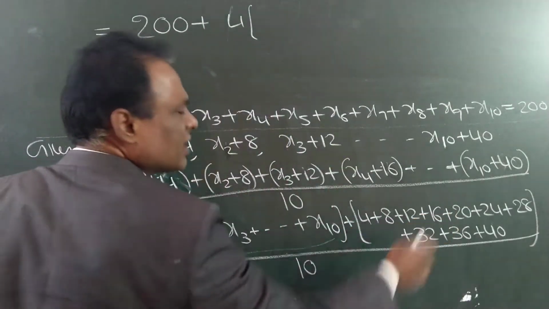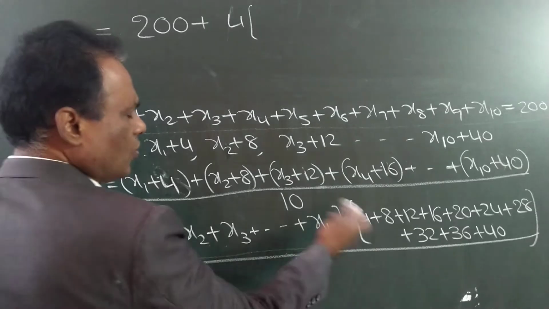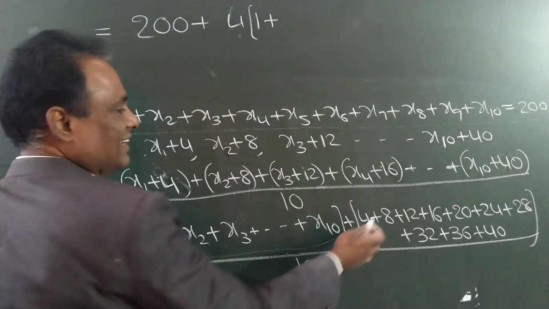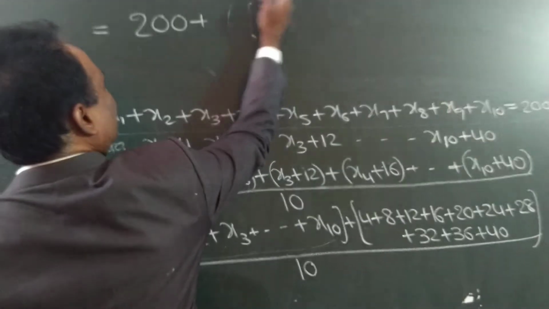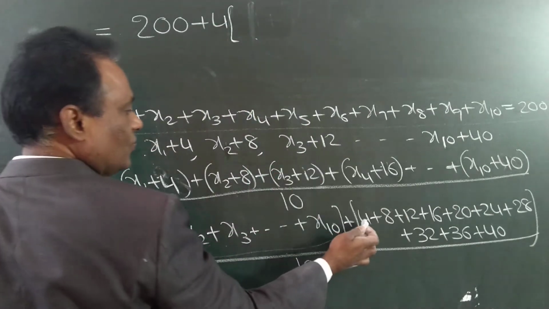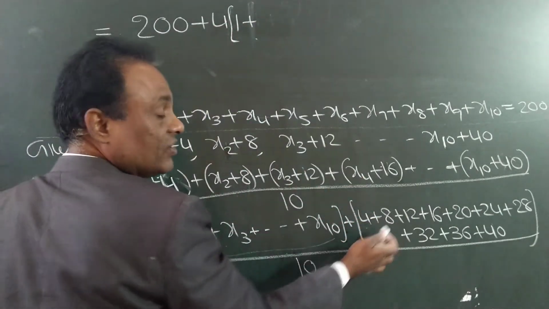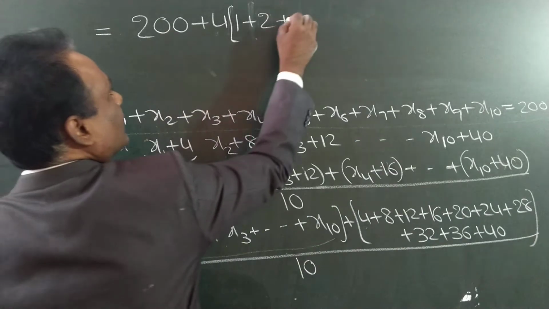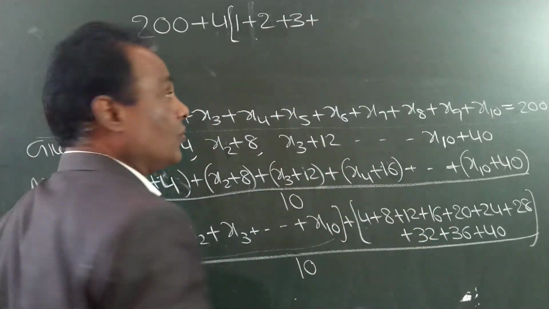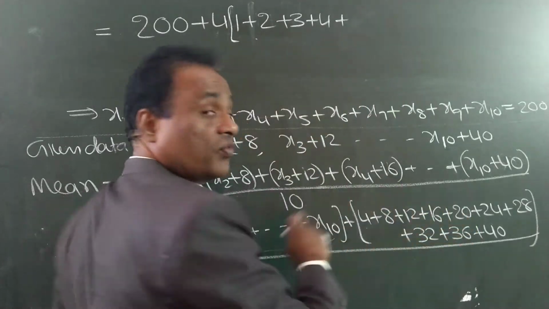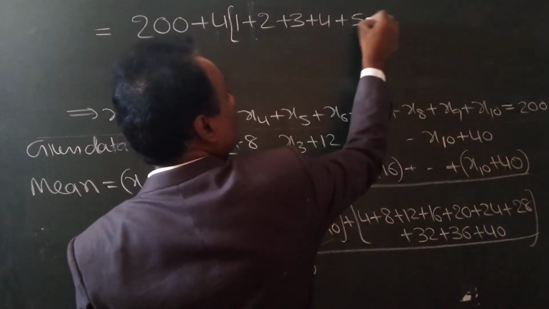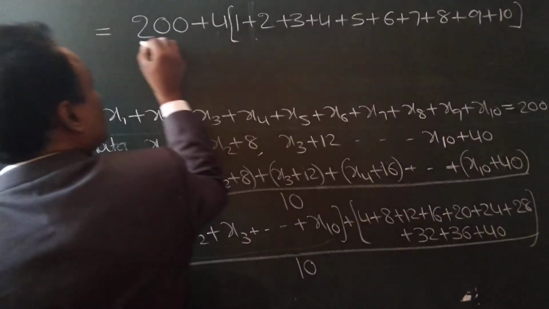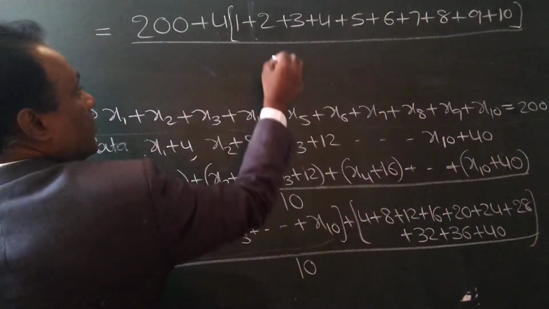Next, if we take 4 common, it is a little easy. 4 common, 4 is 4 into 1. 8 is 4 into 2. Students, 4 is 4 into 1, 8 is 4 into 2, 4 outside, 2. 12 is 4 into 3, 4 outside, 3. 16 is 4 into 4. 20 is 4 into 5. 4 outside, so 5. 10 numbers.